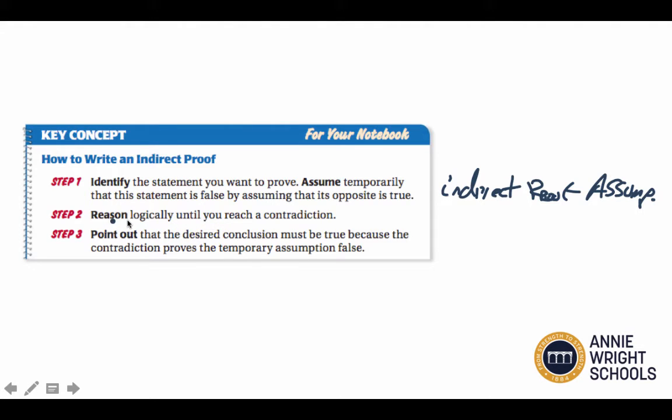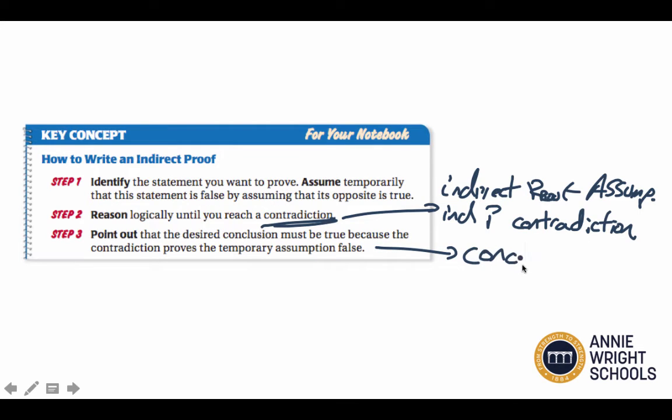Then you are going to use reason until you get to a contradiction of something that you know is true or something that's given to be true. And that will be called the indirect proof contradiction. And then because what you have assumed to be true led to a contradiction, your assumption must be false. Therefore, we can say our conclusion is true. So you don't actually prove what you're trying to prove. You just show that if you assume it's false, you get something that contradicts a known fact. Let's look at an example.